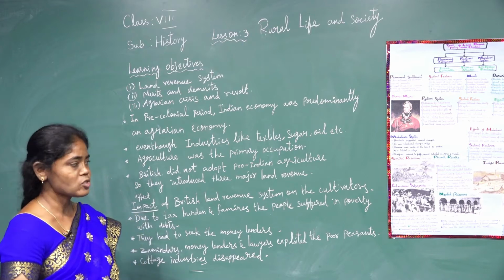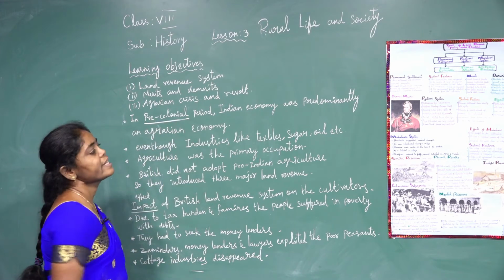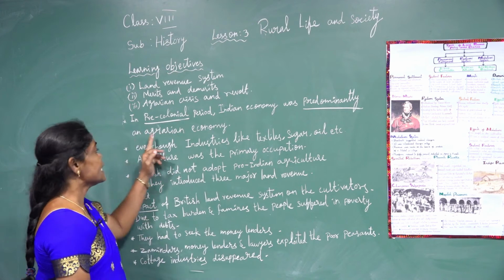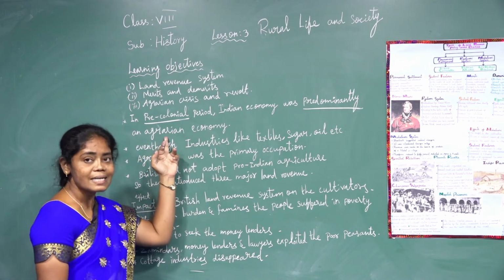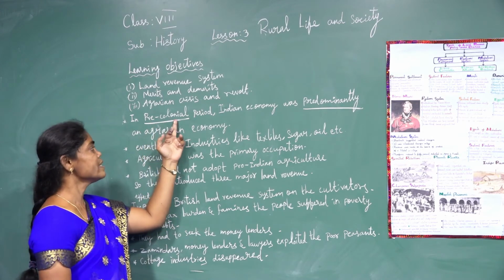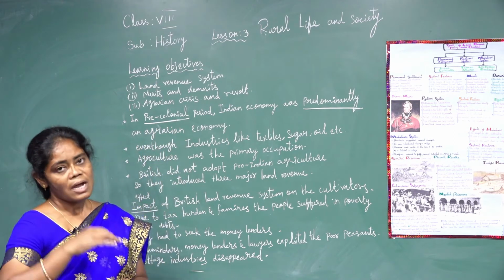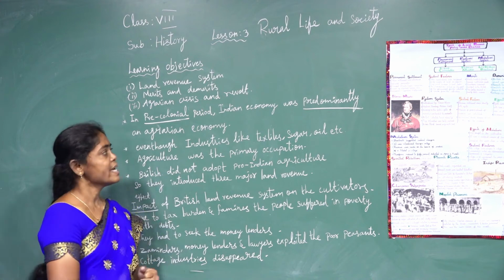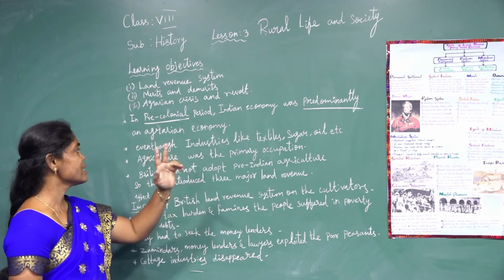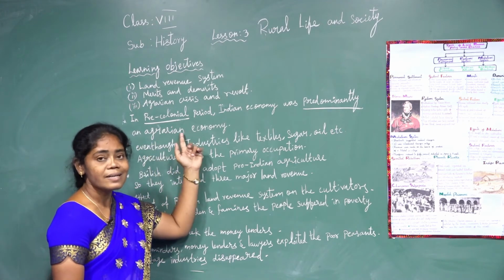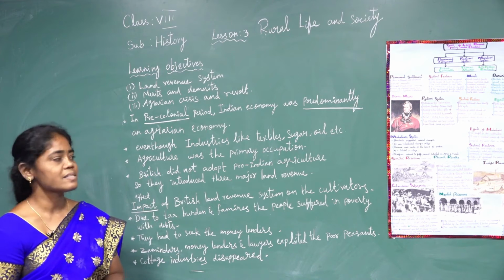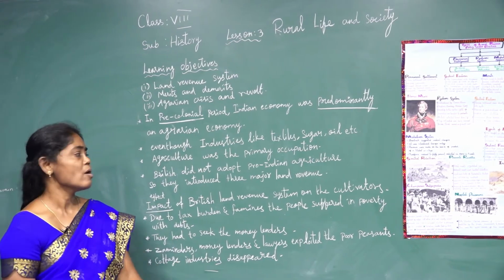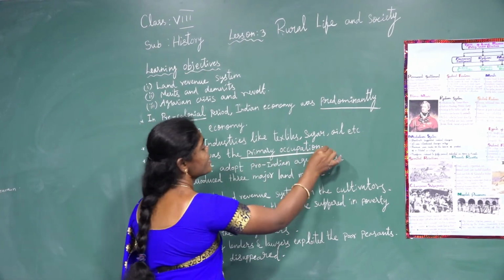I will see the introduction. Actually, in the pre-colonial period, the Indian economy was predominantly, that means importantly, an agrarian economy. Agrarian means agriculture. Colonial means under the control of the British. Pre-colonial means before the control of the British. Even though there were industries like textiles, sugar, oil, etc., agriculture was their main occupation.